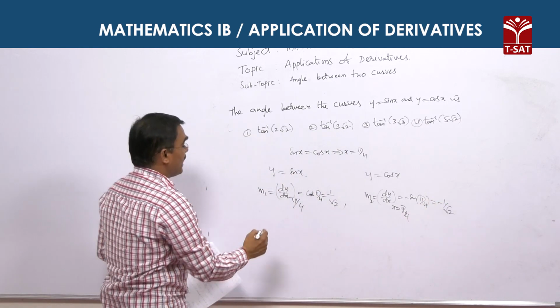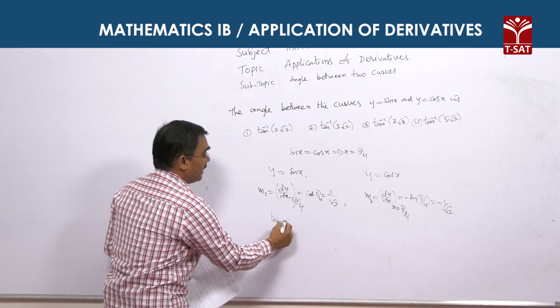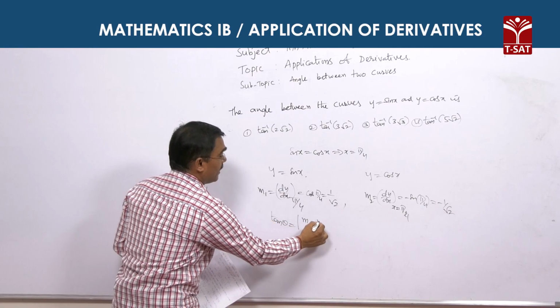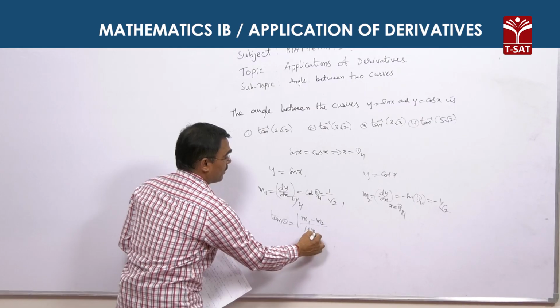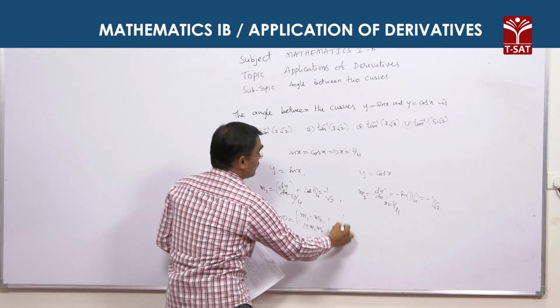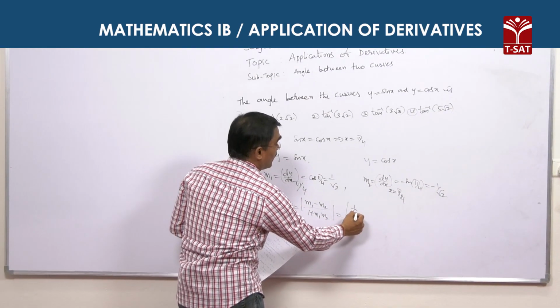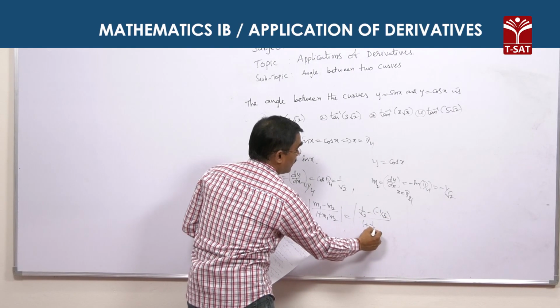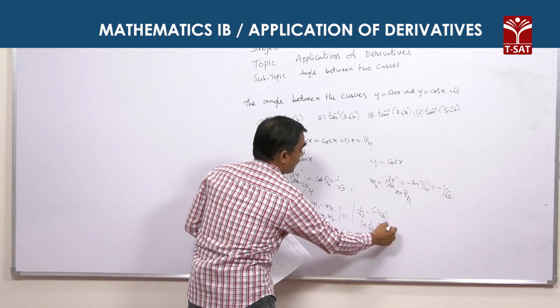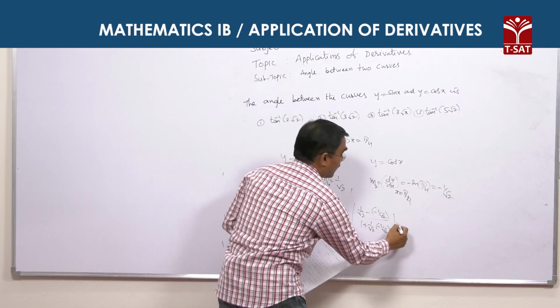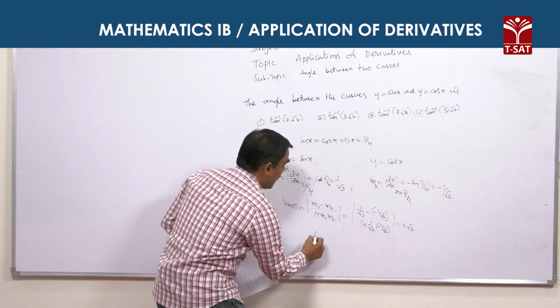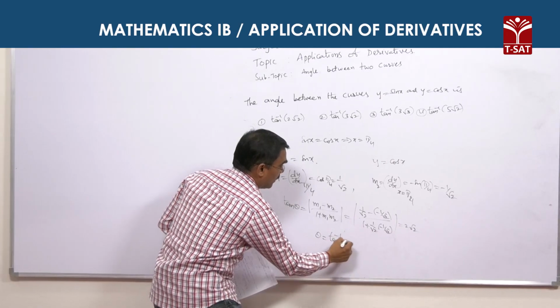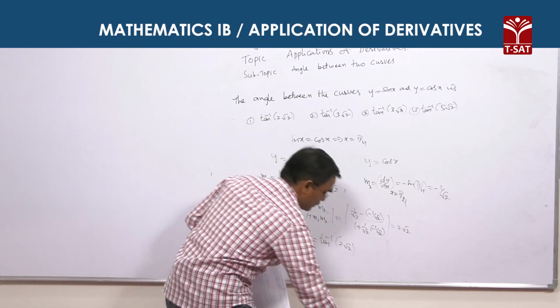If theta is the angle between the two curves, then tan theta is equal to m1 minus m2 by 1 plus m1 m2, right. The value is m1 value 1 by root 2 minus of minus 1 by root 2 by 1 plus 1 by root 2 into minus 1 by root 2, right. Simplifying, this value is 2 root 2. Therefore the angle between the two curves, theta, is equal to tan inverse 2 root 2, right.